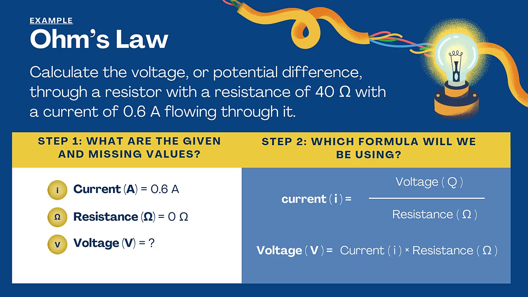So we can start with step 1. Current I, 0.6 ampere already given, and resistor is 40 ohms already given. So we don't know the voltage, so we have to find out. So step 2, which formula will be using? So current is equal to voltage divided by resistance. This is the formula we have to use. So that voltage is equal to current into resistance.